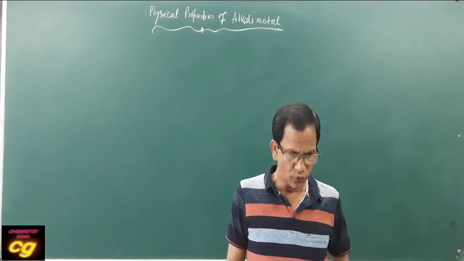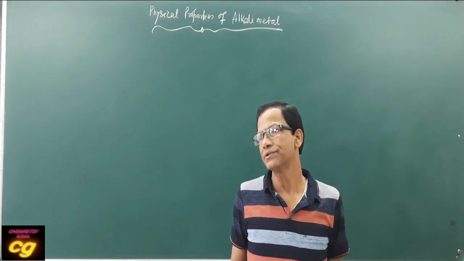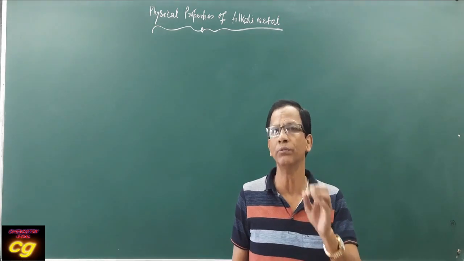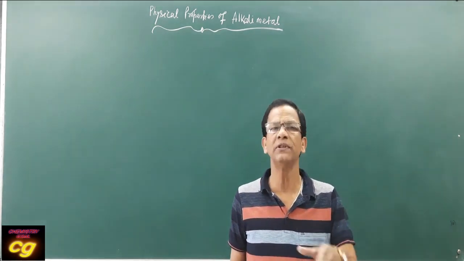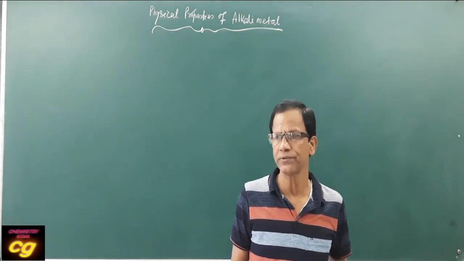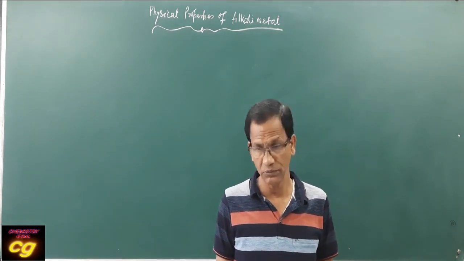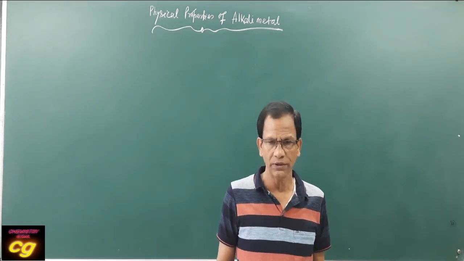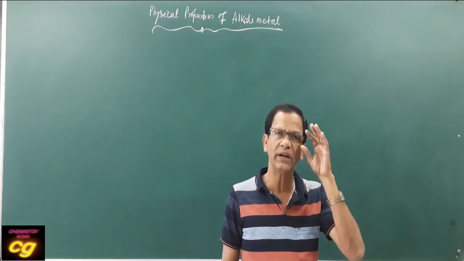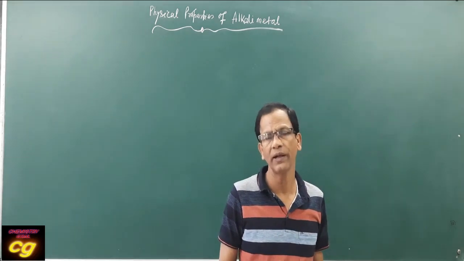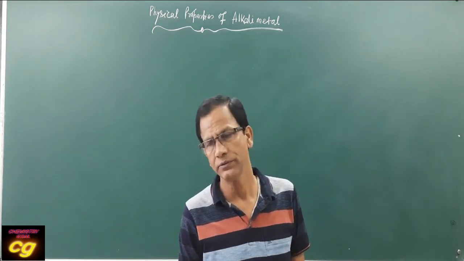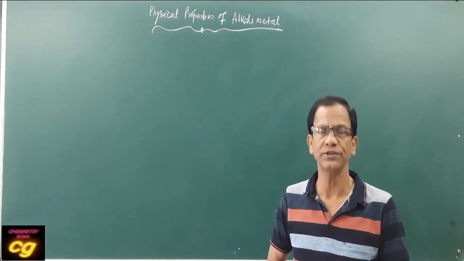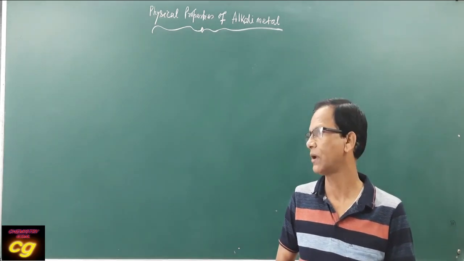So the alkali metals are the first member, that is the first group of the periodic table. On the basis of their properties, you can say they are very highly reactive metals, and their reactivity is high compared to other metals. So let us discuss some physical properties of alkali metals.